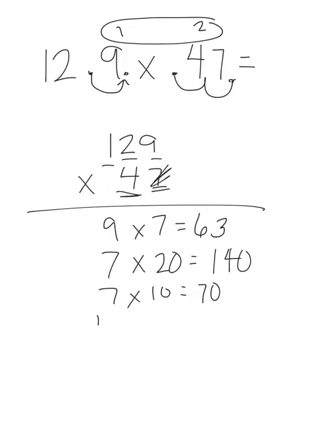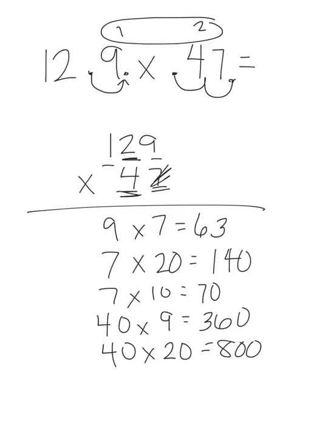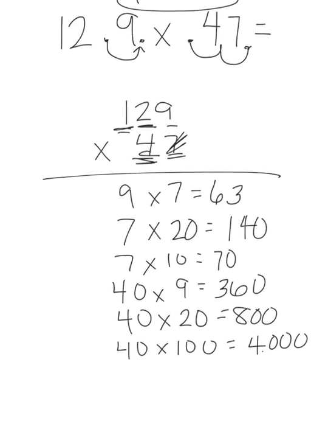I have 4 tens, which is 40. So 40 times 9 is 360, plus 40 times 20 is 800, and then 40 times 100 is 4,000. Okay. Now what I want to do is go ahead and add all of those values up.